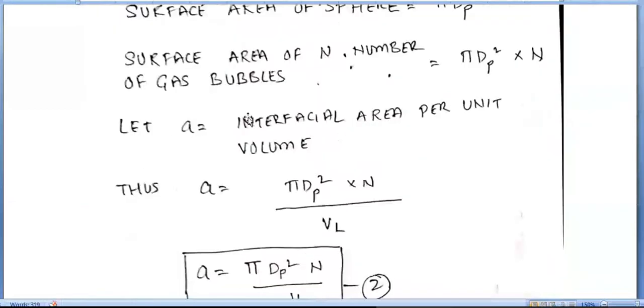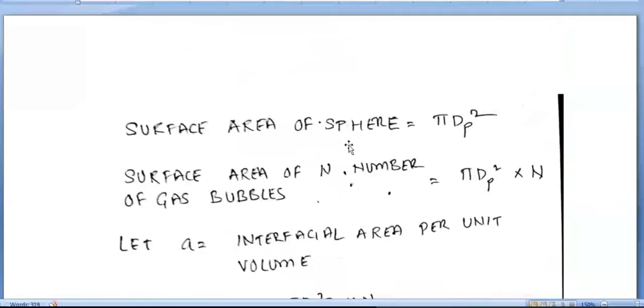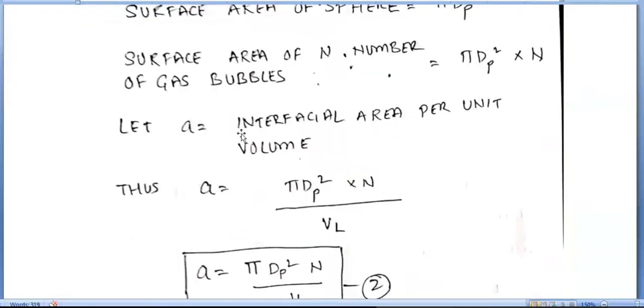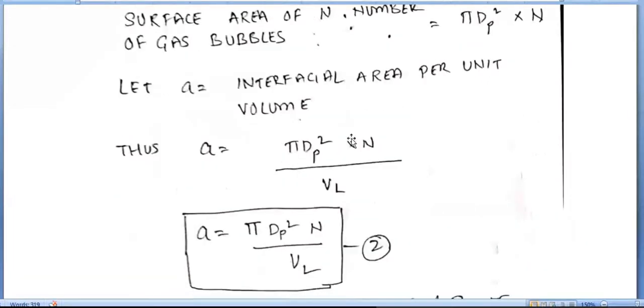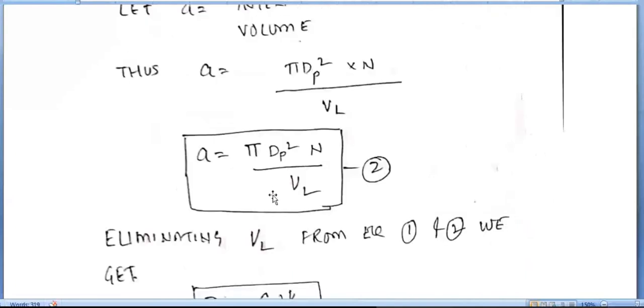Next, the surface area of the sphere is equal to 4 pi r square, and since I don't use r, we use dp, so this becomes pi dp whole square. The surface area of n number of gas bubbles is simply multiplied by n. Now, a is what? Interfacial area per unit volume. What is interfacial area? That is the total surface area of the bubbles given by the formula pi d square, and n number of bubbles are there. So it is n, and per unit volume is VL. So small a is equal to pi dp whole square n by VL. Now this is equation number 2.